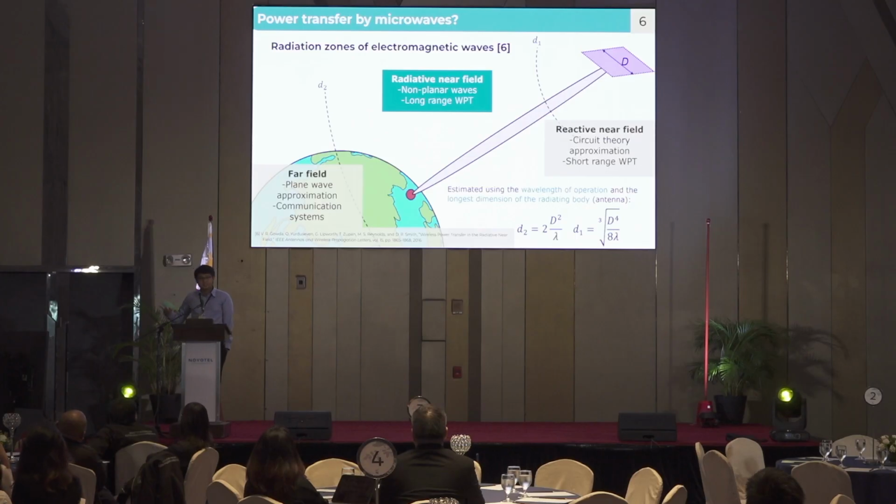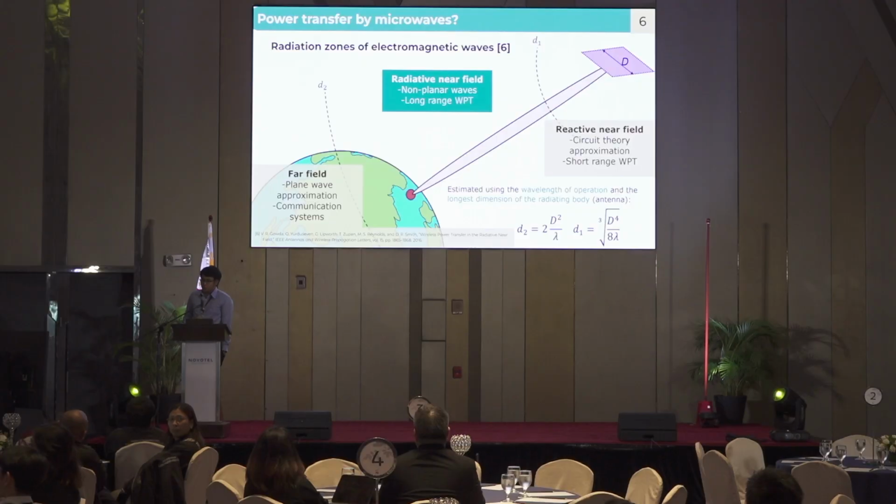Just a review. When you talk about electromagnetic wave propagation, you can roughly divide it into 3 zones. The far field, where communication systems happen. The reactive near field, where we do some circuit theory approximations. In between them is the radiative near field, where long-range wireless power transfer is envisioned to operate. That is the focus of long-range wireless power transfer technologies.